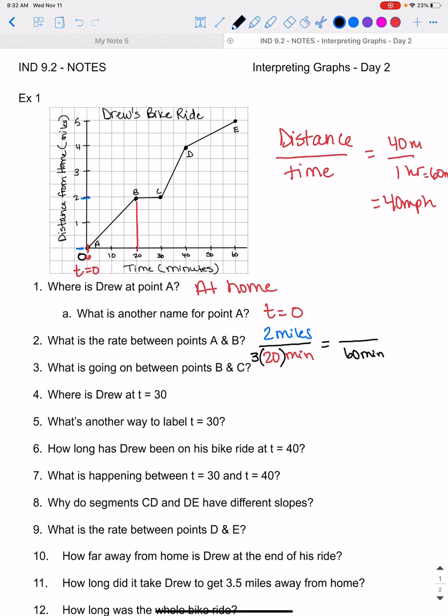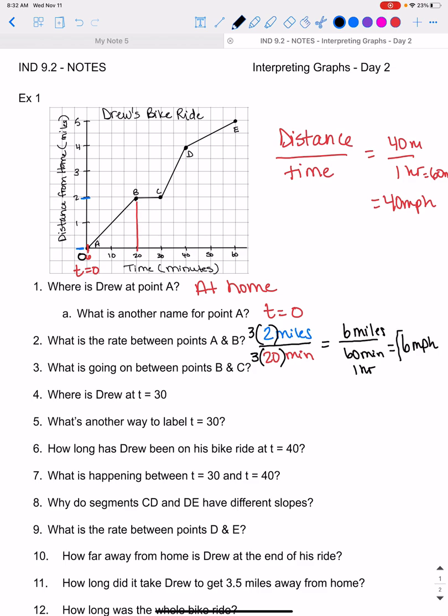And the rule in math is if you do it to the top, you do it to the bottom. So we also have to multiply this times 3. And 3 times 2 is 6 miles. And so you would write this, right? 6 miles in 60 minutes. And we know that 60 minutes is also 1 hour. So if you go 6 miles in 1 hour, that is 6 miles per hour. Okay? So the answer to number 2 is 6 miles per hour.